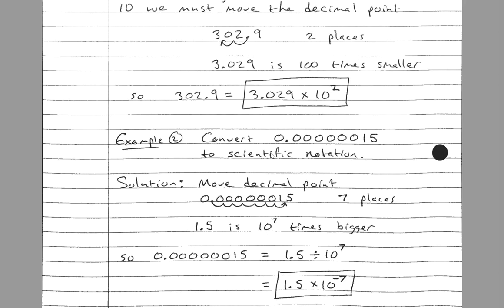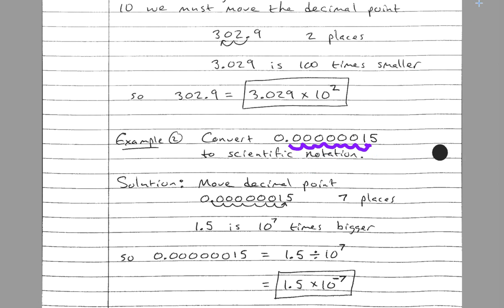All right, example 2. This is obviously a very small number. Convert this to scientific notation. So the same first step, but where do we want the decimal point to be? You can see we want it to end up between the 1 and the 5. That'll give us 1.5. That's in the right range.